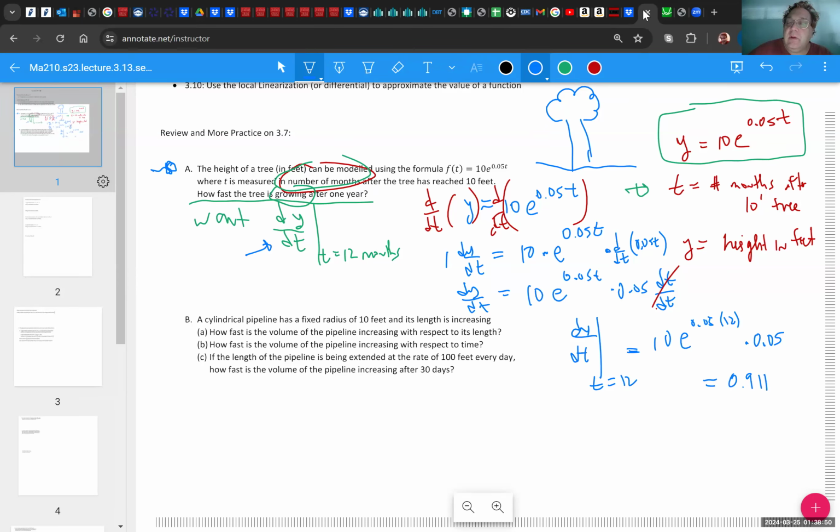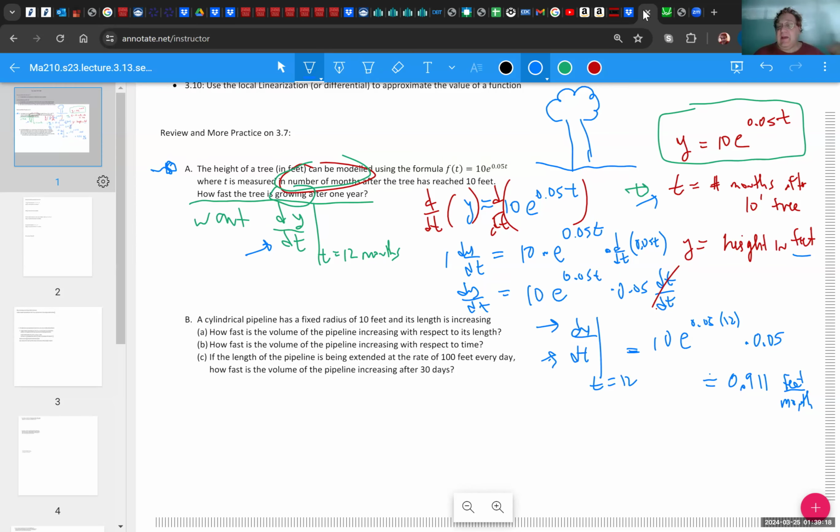So this is going to be about 0.911. And the units of this, remember the top part is the change in y. Y is measured in feet. So this is going to be how many feet change, or the change in feet. The bottom is dt. T is measured in months. So that's going to be the change in months. So the rate is approximately 0.911 feet per month.